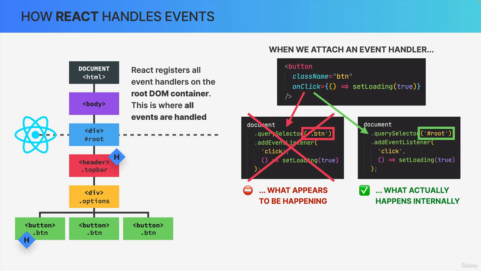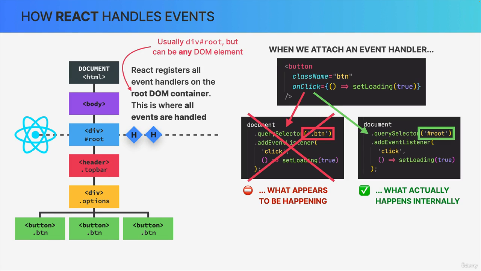And that root container is simply the DOM element in which the React app is displayed. So if we use the default of create React app, that's usually the div element with an ID set to root. So again, instead of selecting the button where we actually placed our event handler, we can imagine that React selects the root element and then adds all our event handlers to that element.